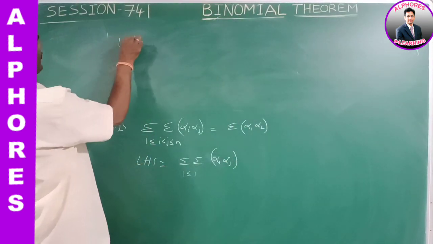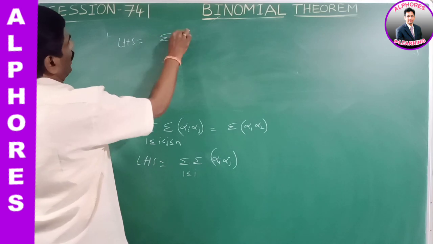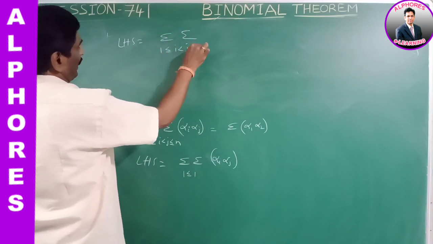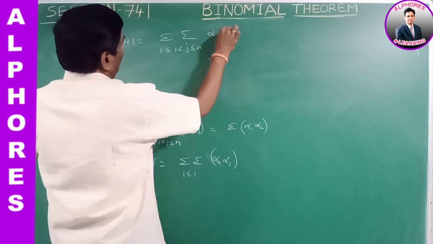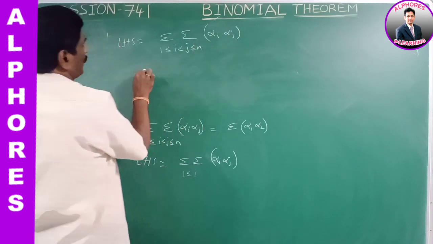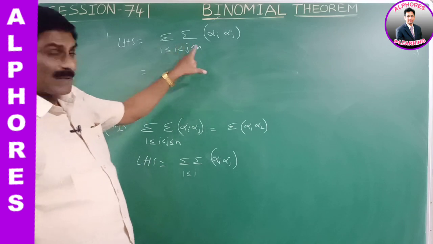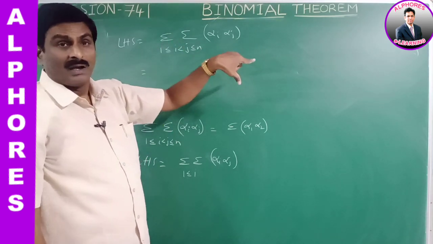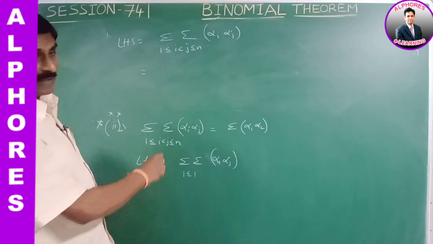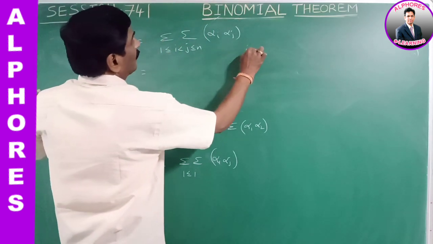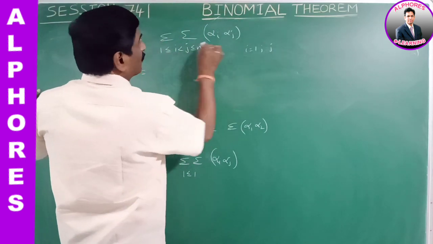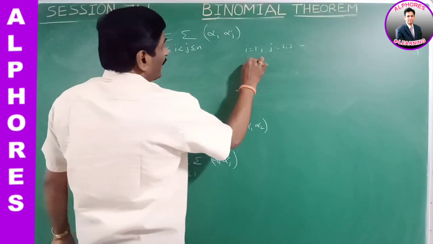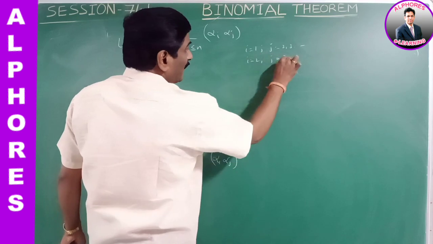Here what is the LHS? LHS is equal to double sigma of 1 less than or equal to i less than j less than or equal to n, alpha suffix i into alpha suffix j. Here i and j are in a specified order. If we take i value 1, the j value is more than that value. After expansion it can be reduced in this way. Suppose I take i value 1, what are the j values? The j values are greater, that means j is 2, 3, 4, and so on. You take any value. Suppose the i value is 2, the j values start from 3, 4, and so on.